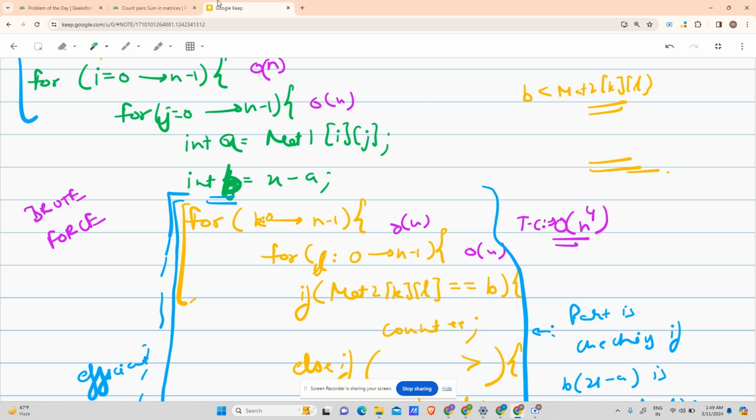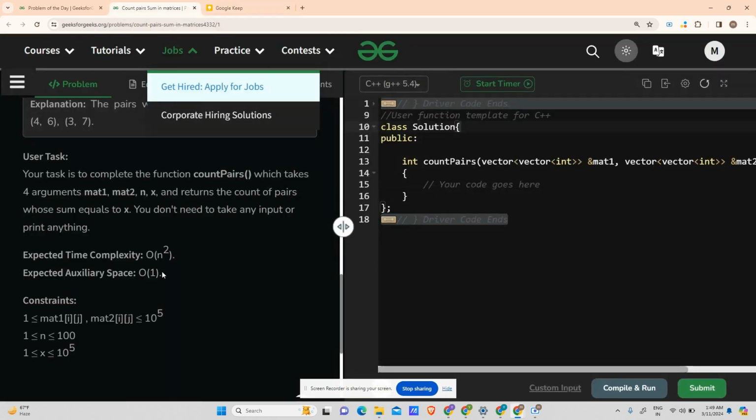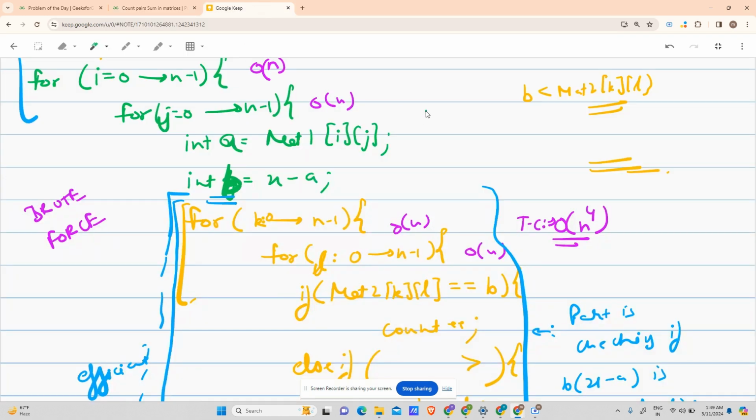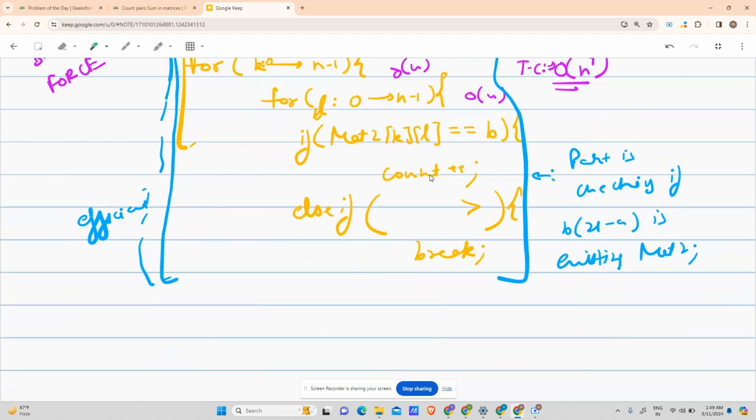But the main concern I have is that the expected space complexity given to us is O of 1, right? That is constant. But we are using a set, and the set will be storing n square elements, so we are already using a space of O of n square, right? That is what is attacking my ego, and I want to optimize it further.